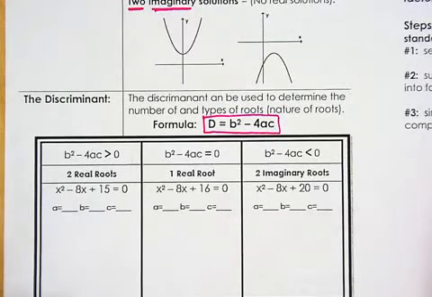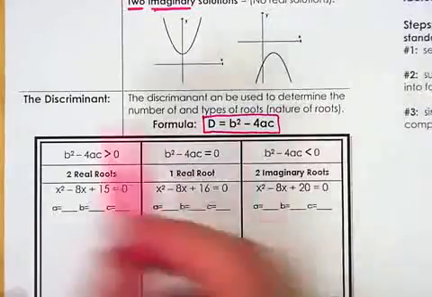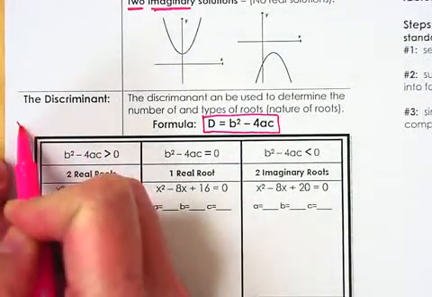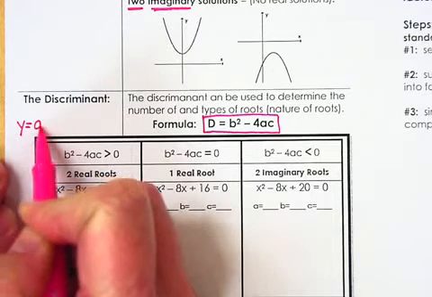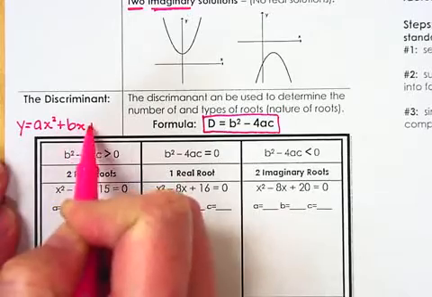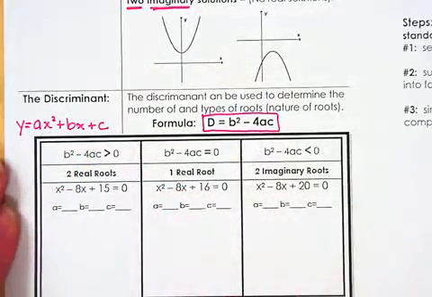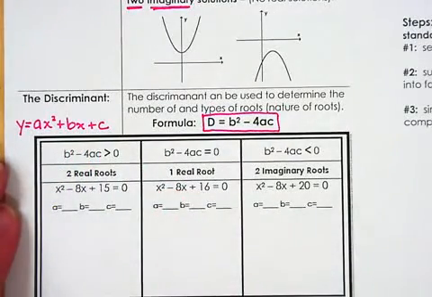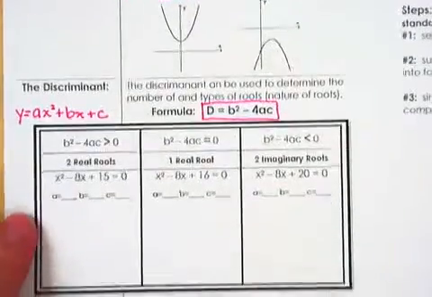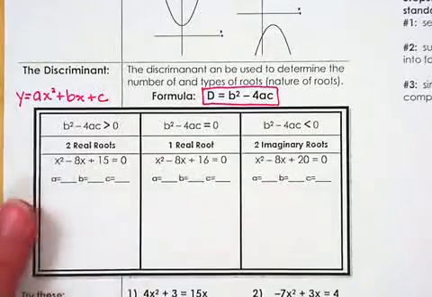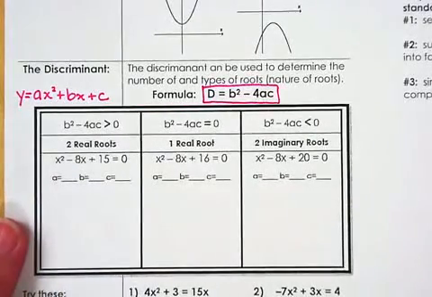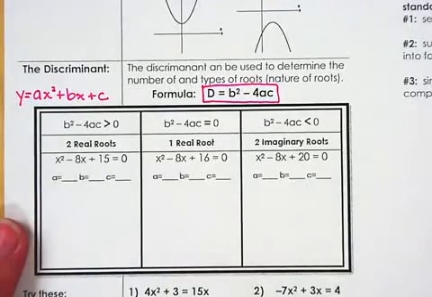So let's review real quick what standard form is. Standard form is when an equation is in the form y equals ax squared plus bx plus c. And the a and the b and the c are the coefficients for each of those terms. So let's look at these three examples here. Let's go ahead and calculate b squared minus 4ac for each of these examples.